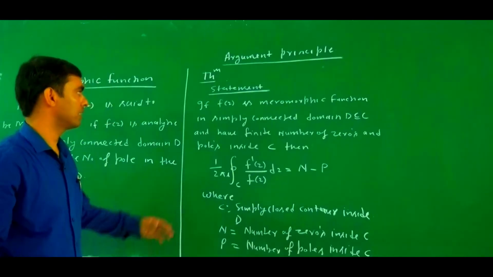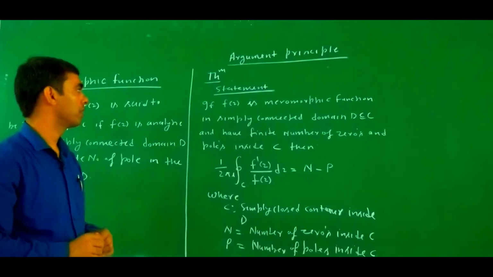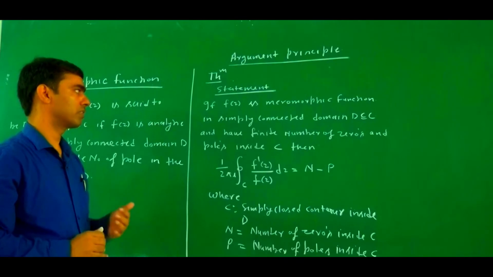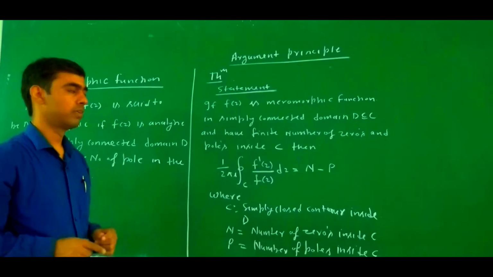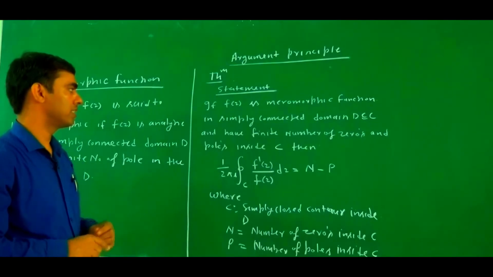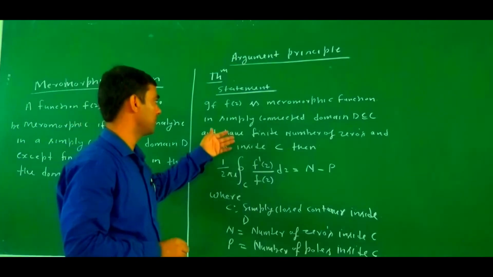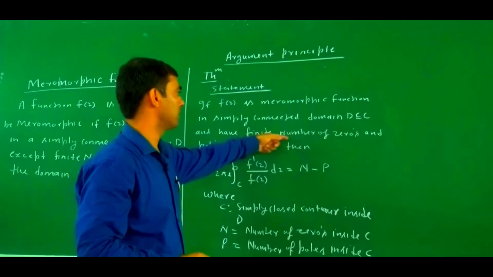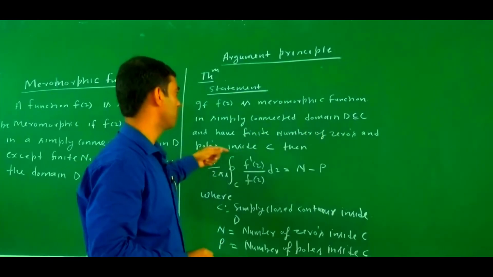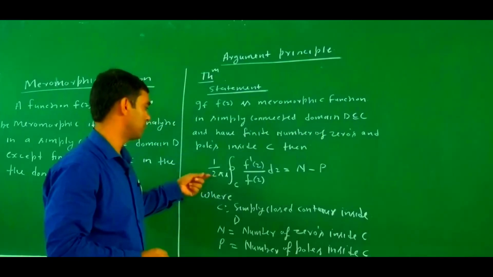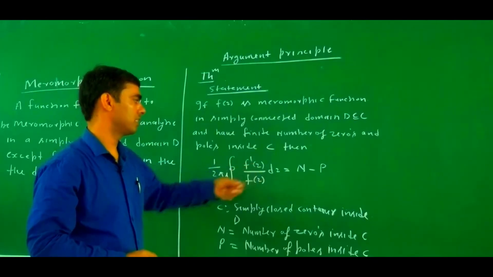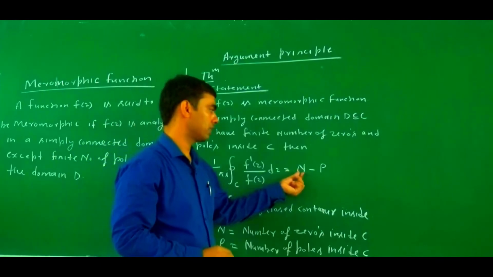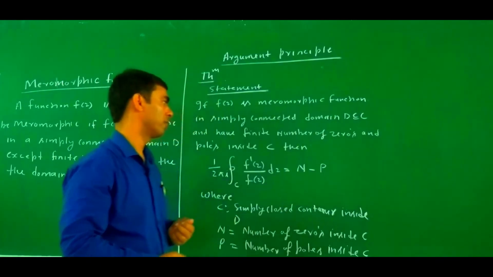So this is the statement of the theorem. If f(z) is a meromorphic function, then inside a simply connected domain D there is a finite number of poles. But here we also assume a finite number of zeros and poles inside C. Then (1/2πi) times the integral over C of f'(z)/f(z) dz equals the difference of the number of zeros and poles.